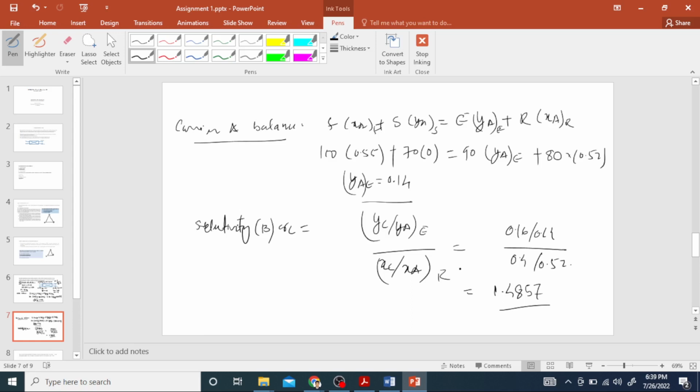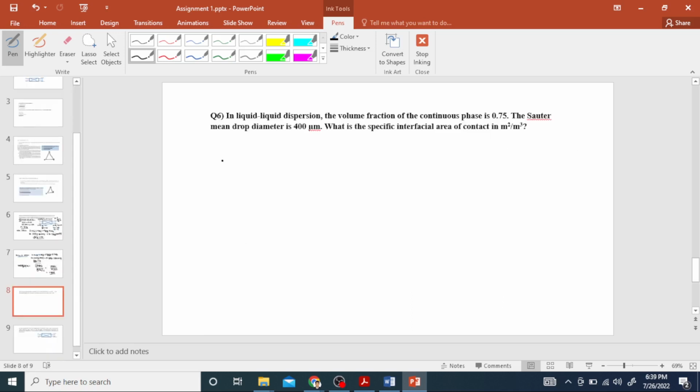Are you clear? Yeah. Question 6. In a liquid dispersion, the volume fraction of the continuous phase is 0.75. The Sauter mean drop diameter is 400 micrometer. What is the specific interfacial area of the contact in meter square per meter cube? Solution.